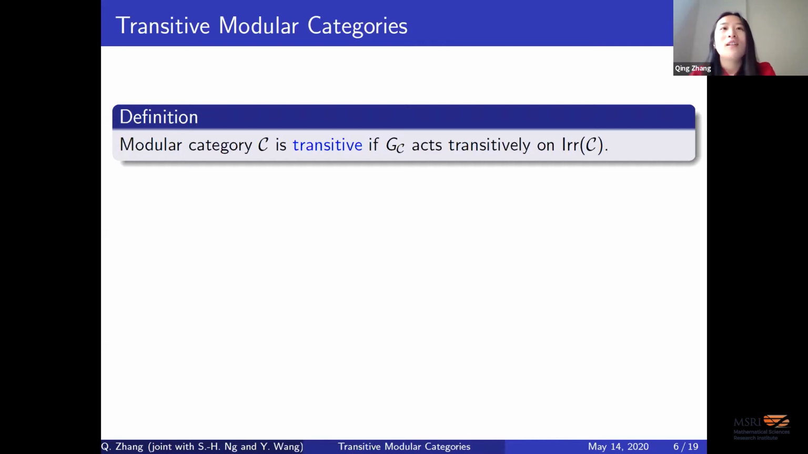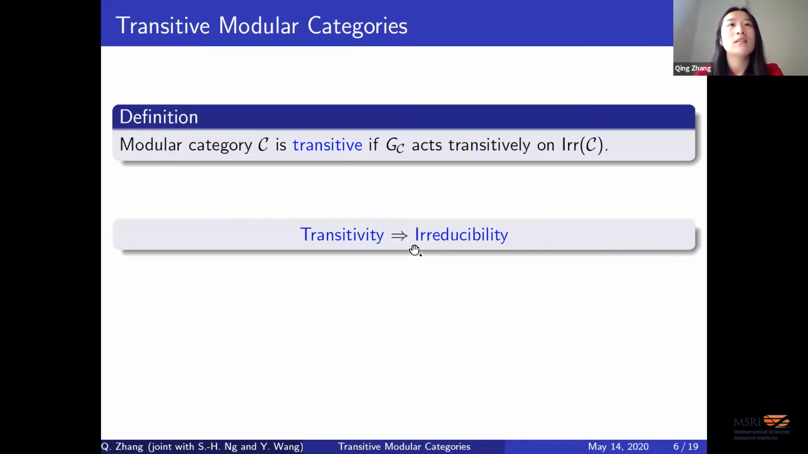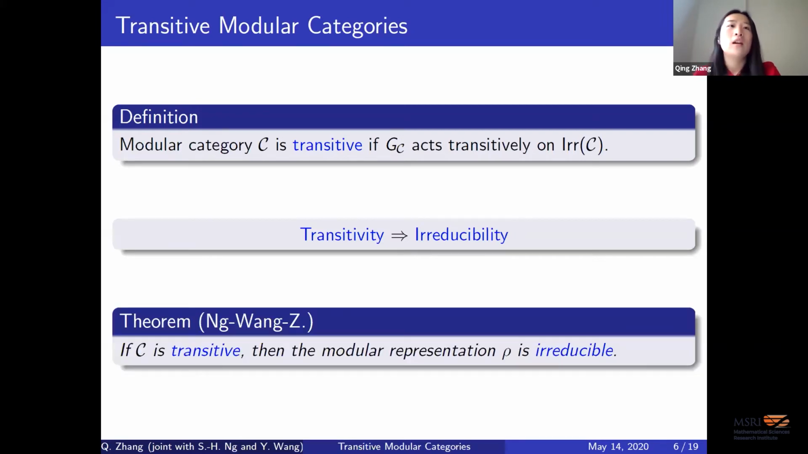It turns out transitivity is a very interesting property. And in the rest of this talk, I will tell you about the interesting results we found as we go along. Our first major observation is that transitivity implies irreducibility. To be more specific, if a modular category is transitive, then the modular representation is irreducible.